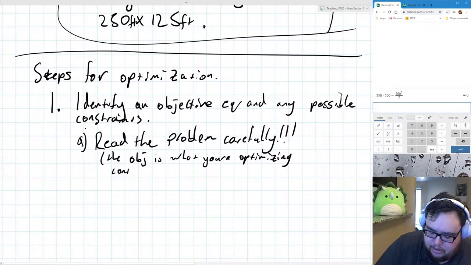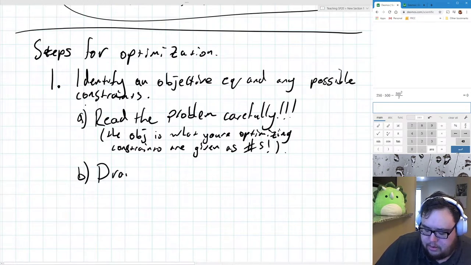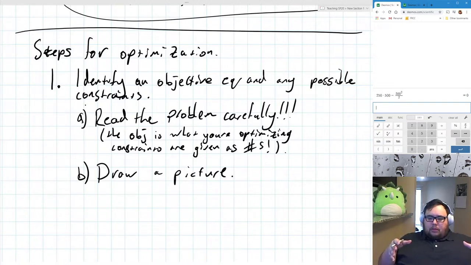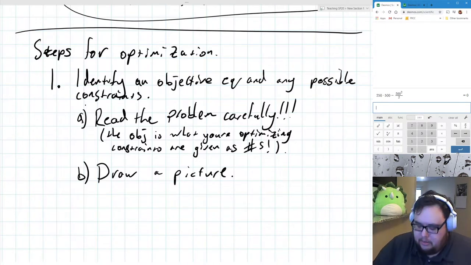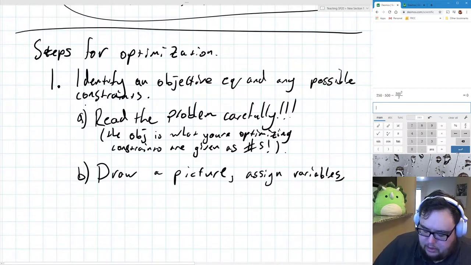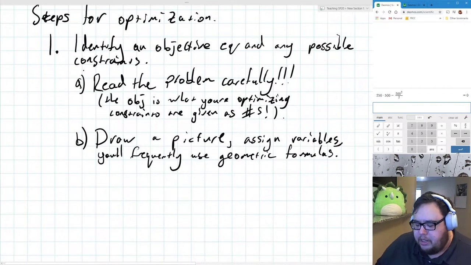And constraints are given to you as numbers. B. Draw a picture. Many optimization problems have a really nice geometric thing. Do your best to draw a picture of a generalized case and assign variables to that. And you'll frequently use geometric formulas. So step one is to identify an objective equation and any possible constraints.